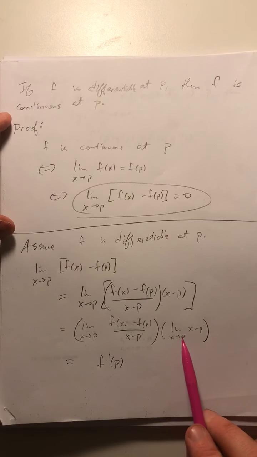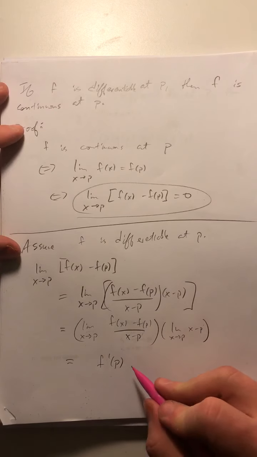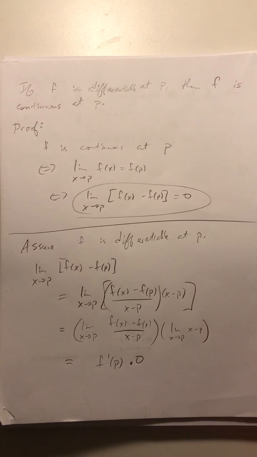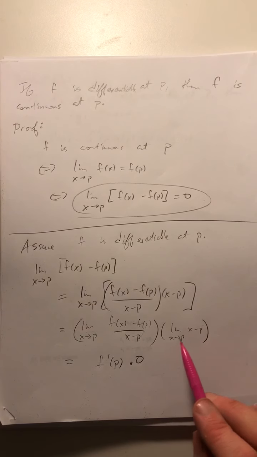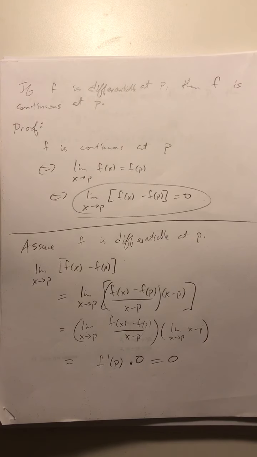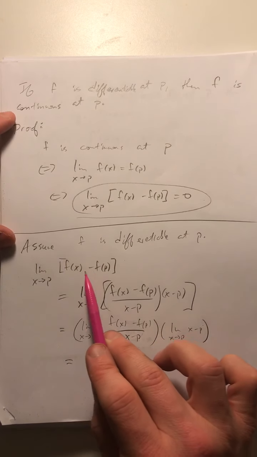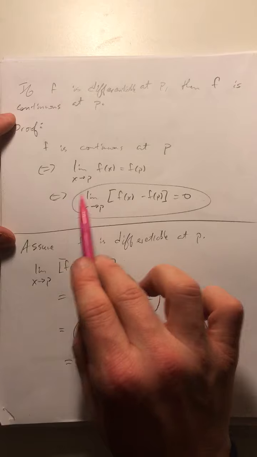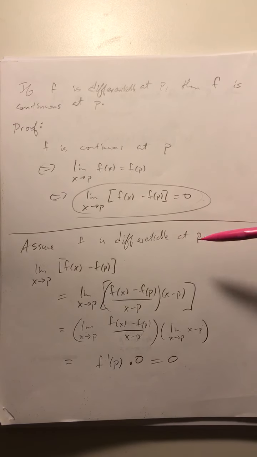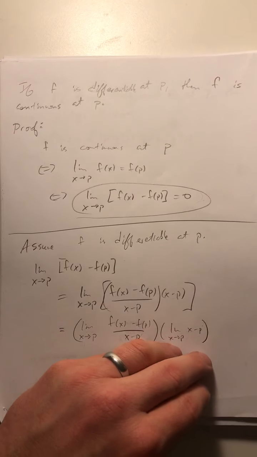Now the limit as x goes to p of x minus p is 0 because the identity function, say g of x equals x, is continuous. Okay, so this limit is 0. So we get f prime of p times 0, which is just 0. So the limit as x goes to p of f of x minus f of p is 0, and using this characterization of continuity, we deduce that this function, which is differentiable at p, must also be continuous at p.